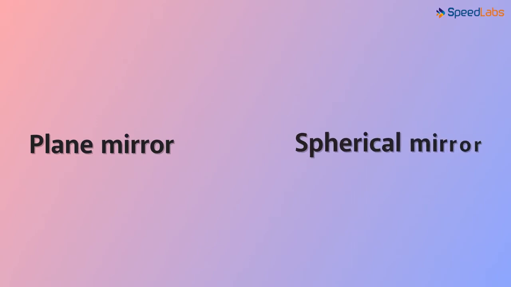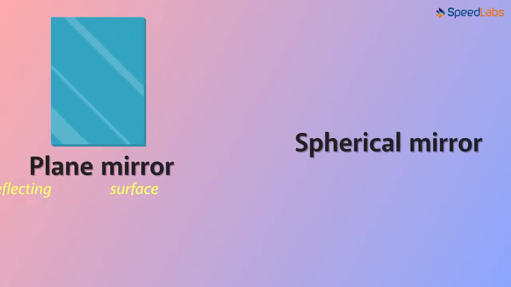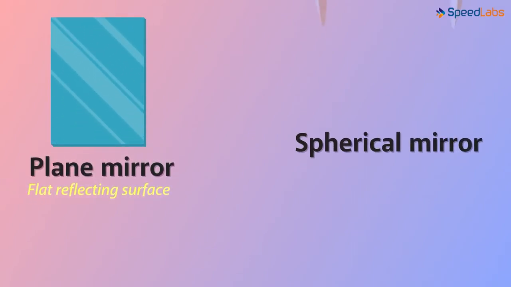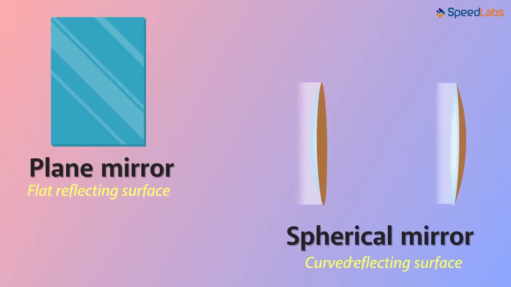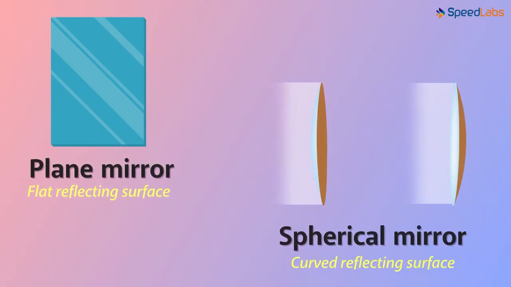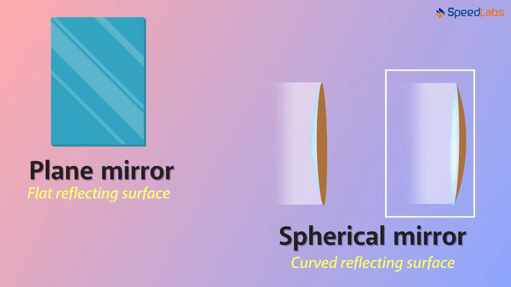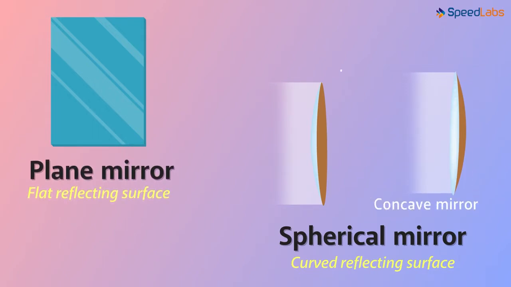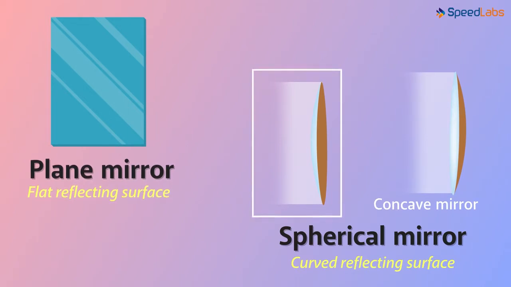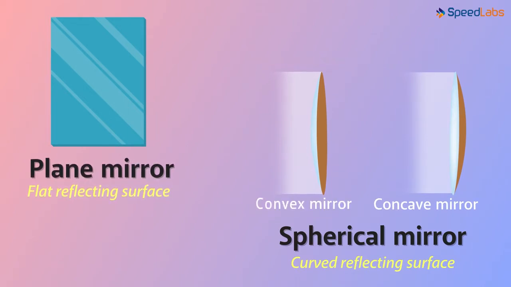In the previous video, we saw the difference between a plane mirror and a spherical mirror. A plane mirror is a mirror whose reflecting surface is flat, and a spherical mirror has a curved reflecting surface which forms a part of a sphere. If the reflecting surface is curved inwards, the mirror is called a concave mirror, and if it's curved outwards, the mirror is called a convex mirror.